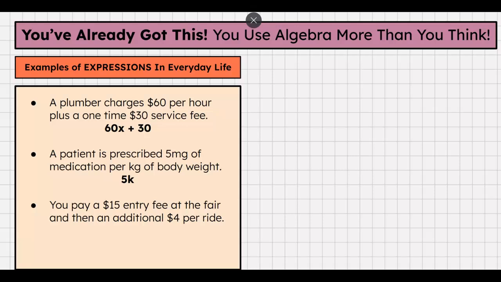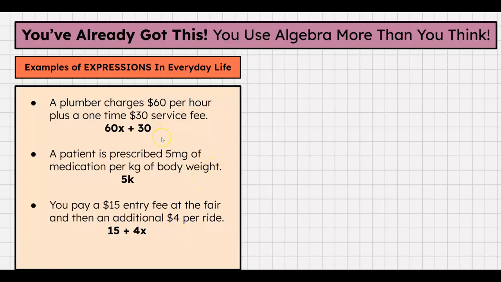Lastly, you pay a $15 entry fee at the fair and then an additional $4 per ride. If we were to write an algebraic expression for that, we would have 15 plus 4x, where 15 was the entry fee plus the $4 per ride, and we don't know how many rides we're going to go on yet.